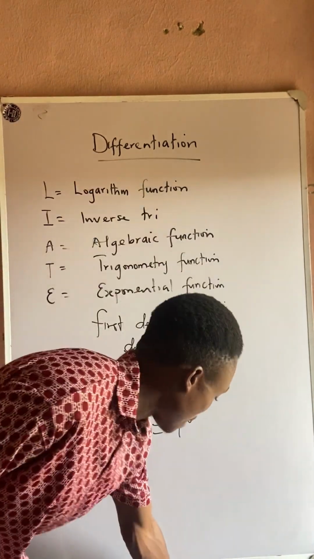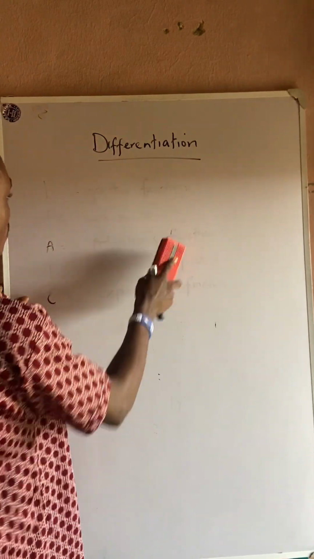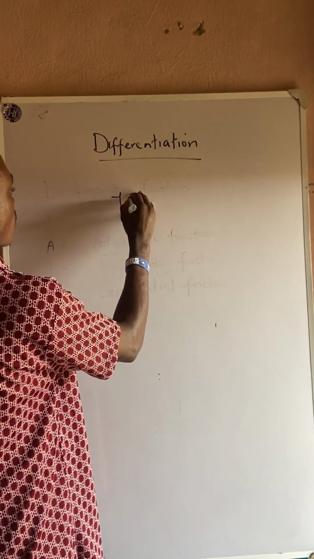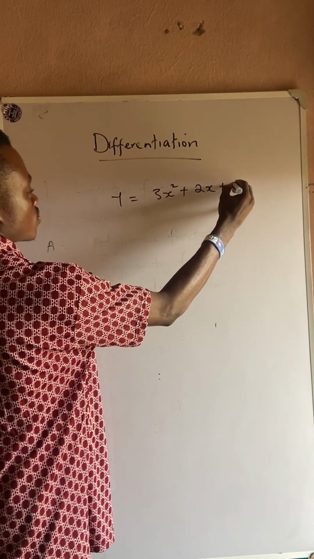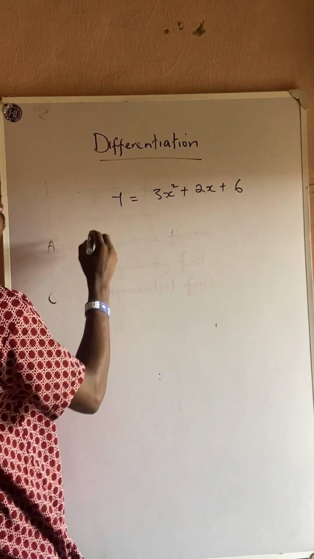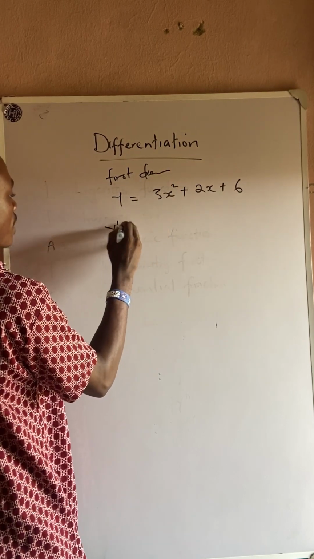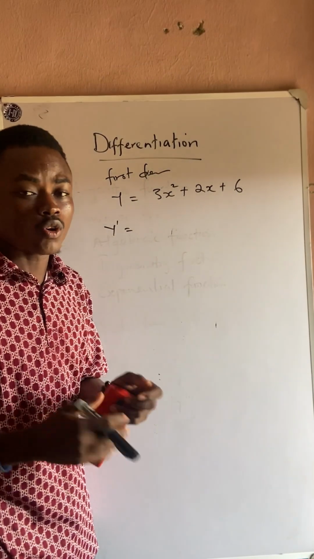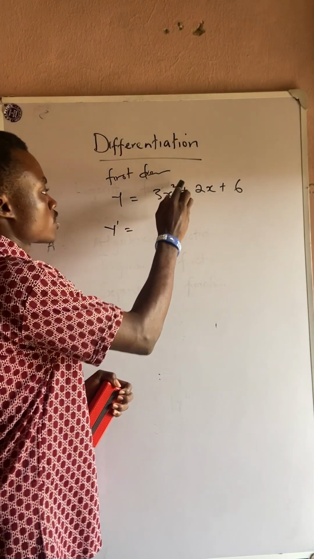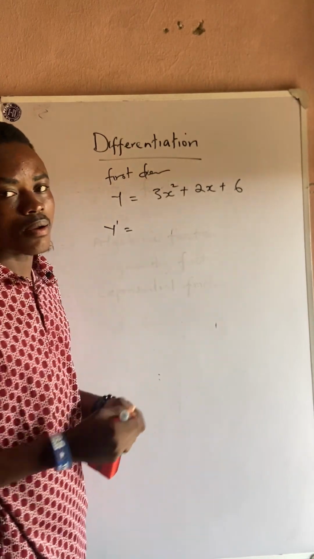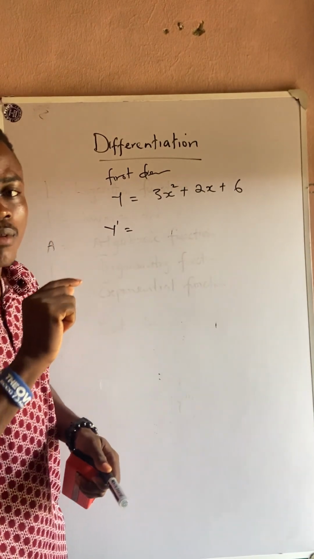So for example, I'm going to give a very quick example. Let me clean this off. Let's say, for example, you are having a question like y is equal to 3x squared plus 2x plus 6. Now, you were asked to find the first derivative, that's the y prime. Now, in differentiation, what you do is you take this power, you multiply this power with this number, then you subtract the power by 1.